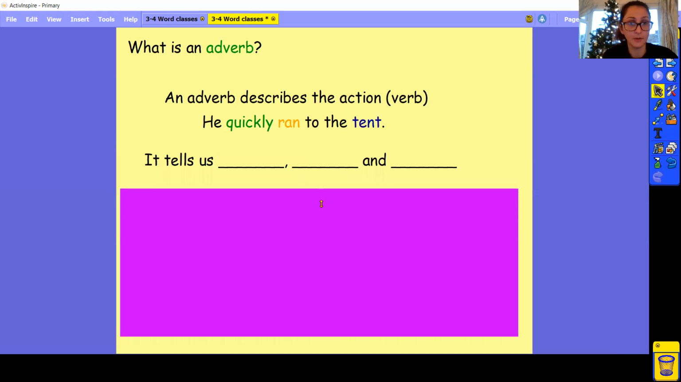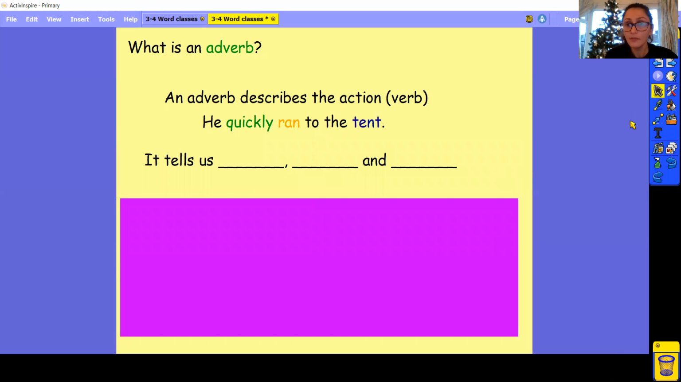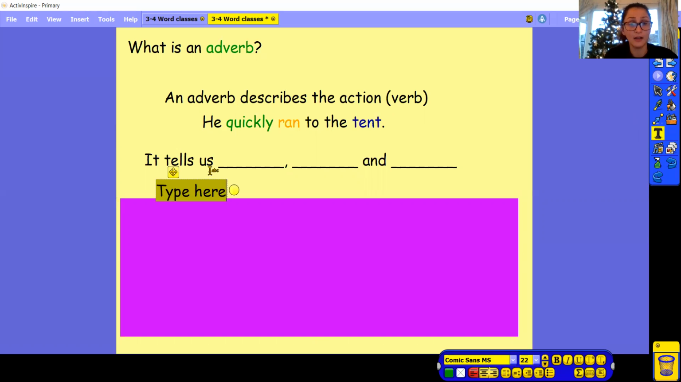So let's move on. Okay. An adverb can tell us also how something's done. So for example, quickly. It can also tell us where it's been done. So for example, it might say in front of the tent, the boy ran.